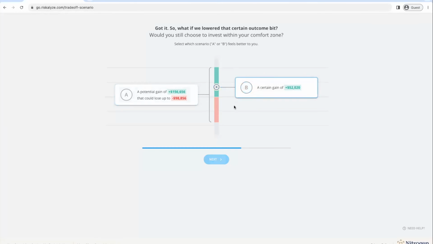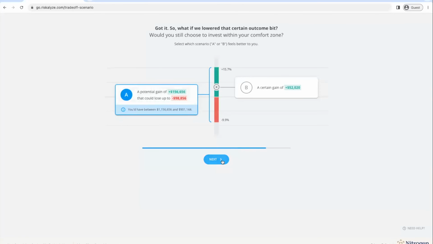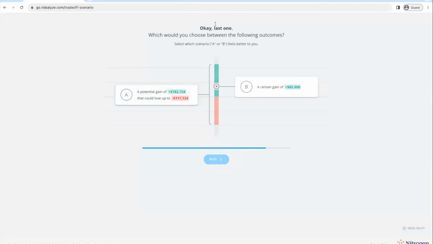And now it's going to give us a slightly changed range. So now it's going to give us the same range of gain or loss, but now the certainty of gain has dropped to 5.2%. Again, no right or wrong answers. So I'm going to say, well, for 5.2%, I'm willing to risk that range of return again. And here we go. It's going to give us one last question.